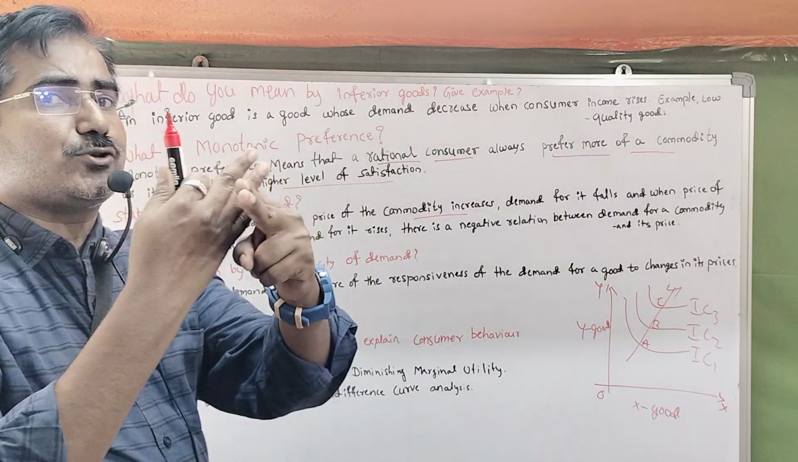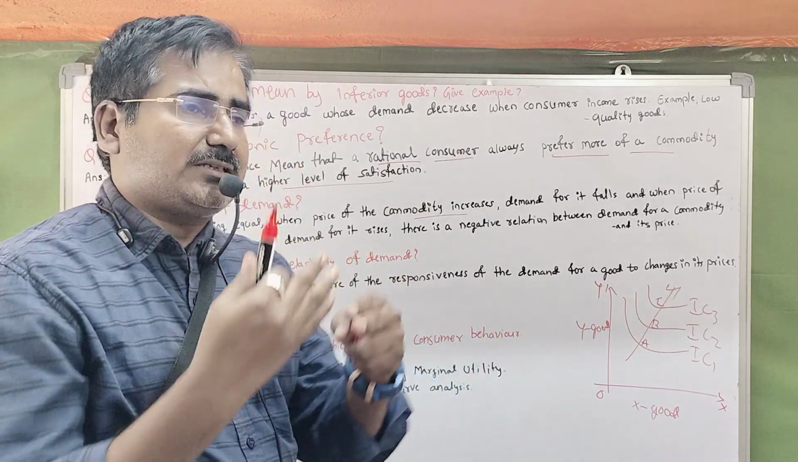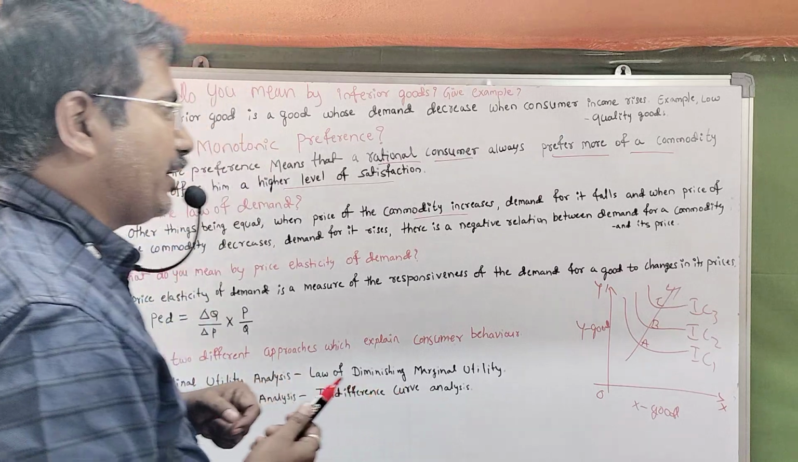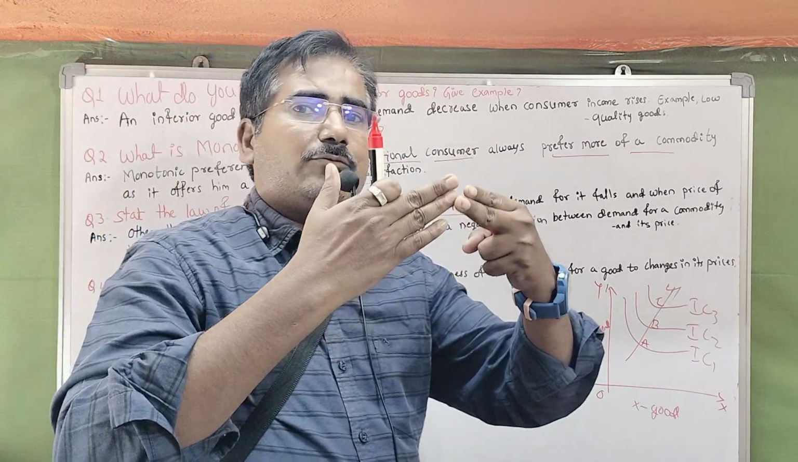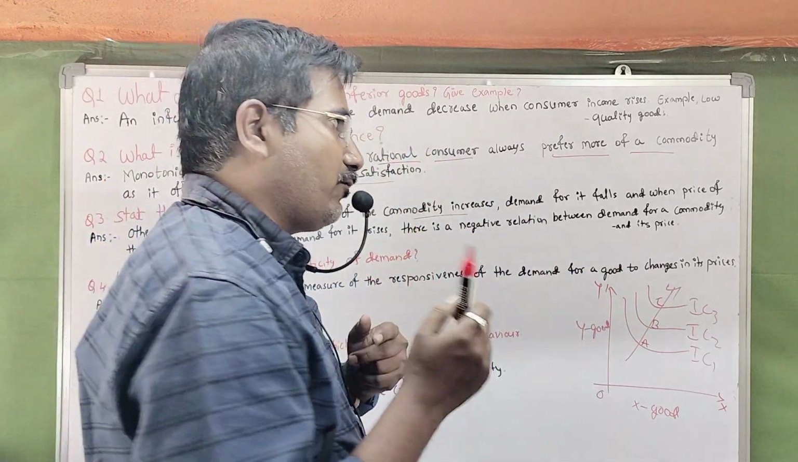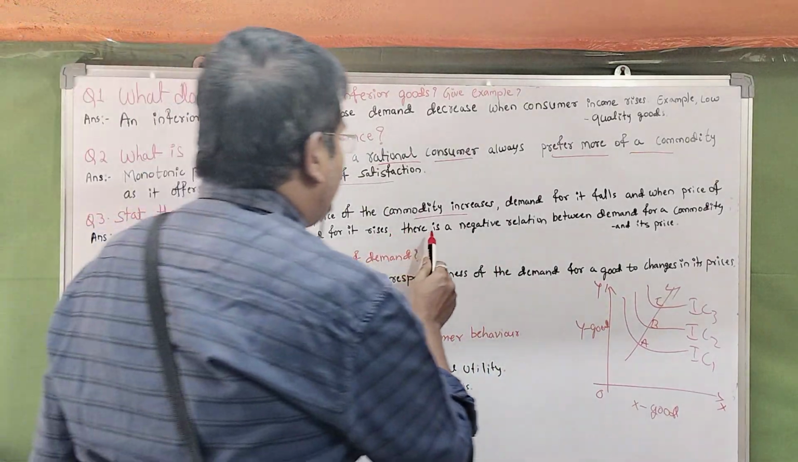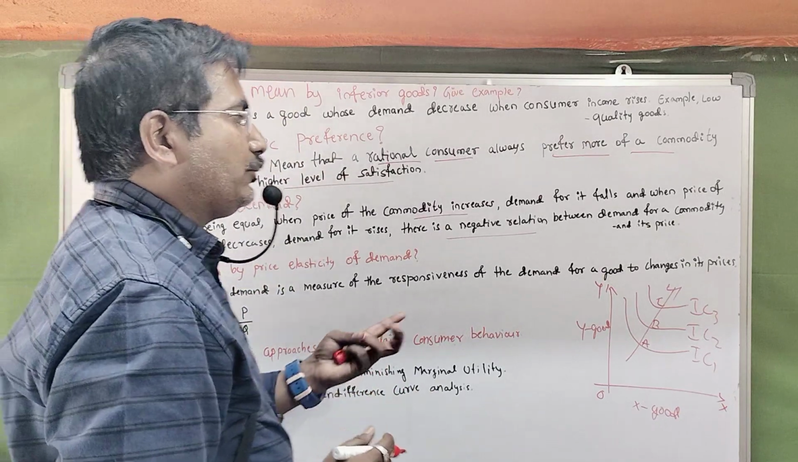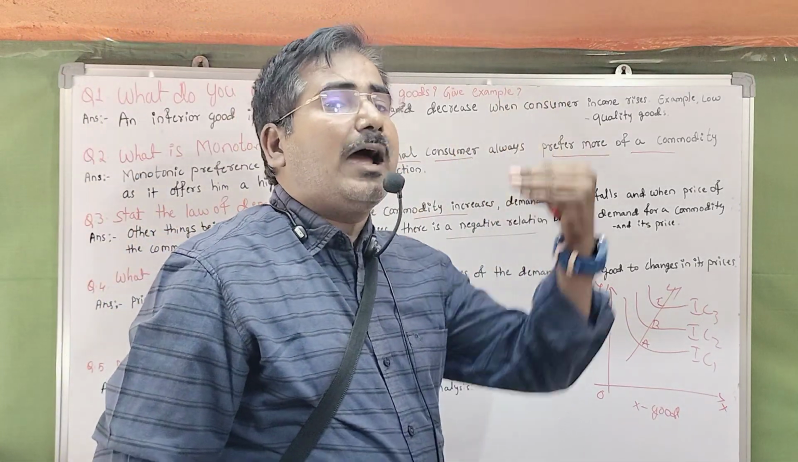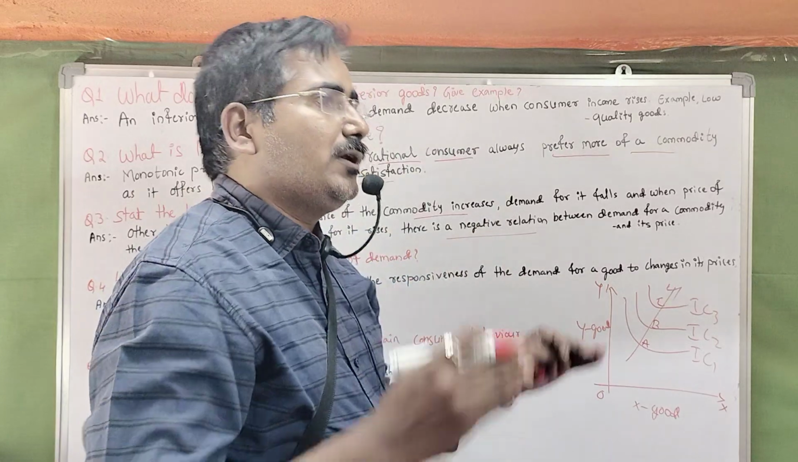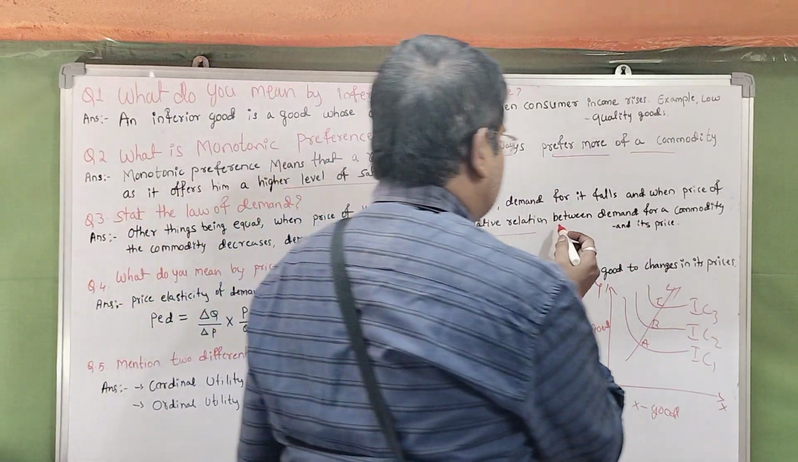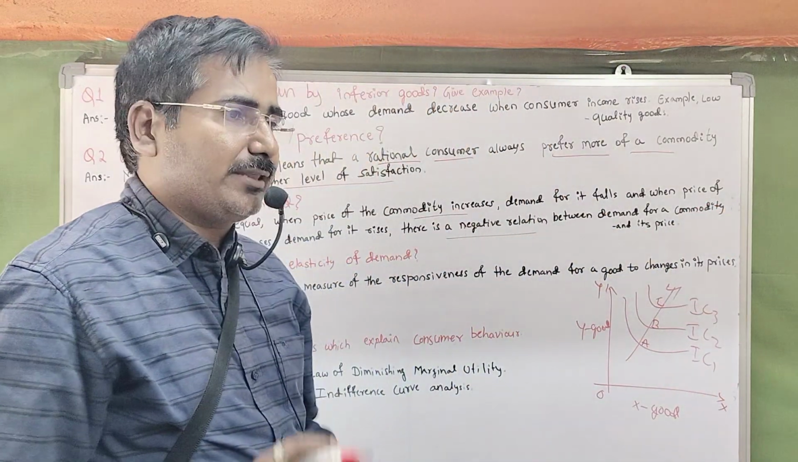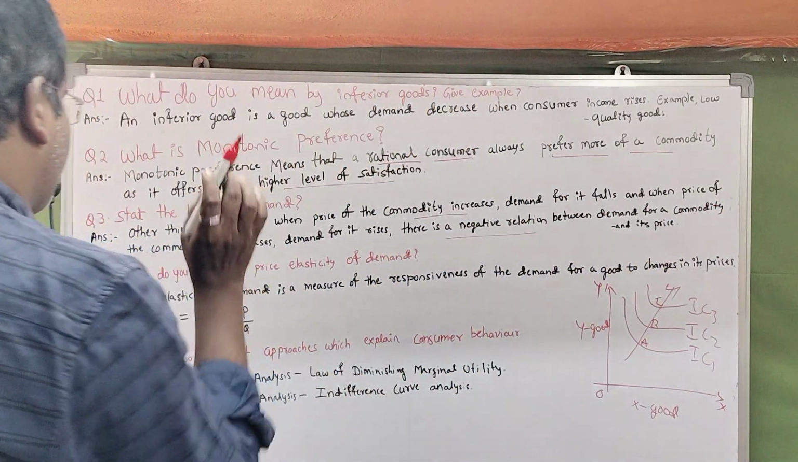They move in opposite directions: one is the price of the commodity, and the other is the demand. That is the most important point. There is a negative relationship: one goes in the positive direction and the other in the negative direction. That is the opposite direction between the demand for a commodity and its price. That is called the law of demand.